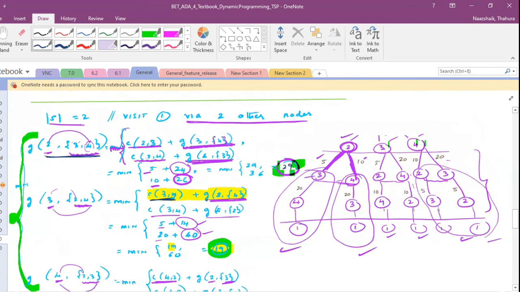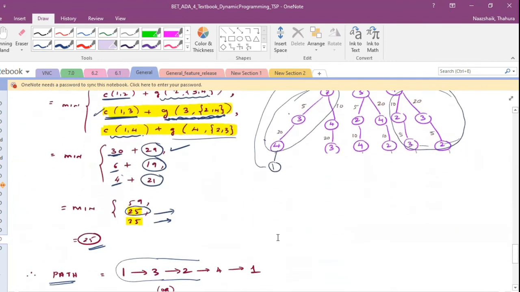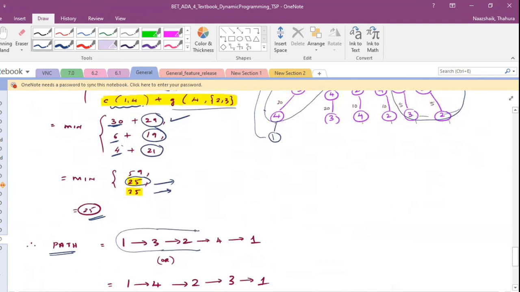You have to go back and look at this. 2, 4. Right? 2, 4 is this one. It says 2 to 4. Right? 2 to 4. And finally, you have to come back to the same vertex. This is how you find the path.